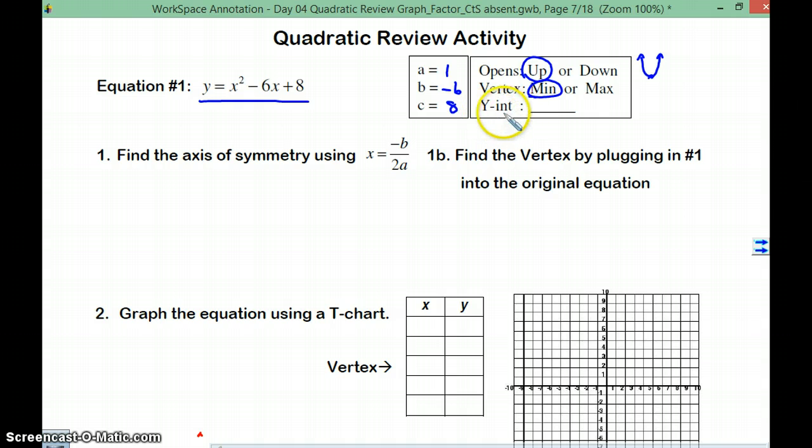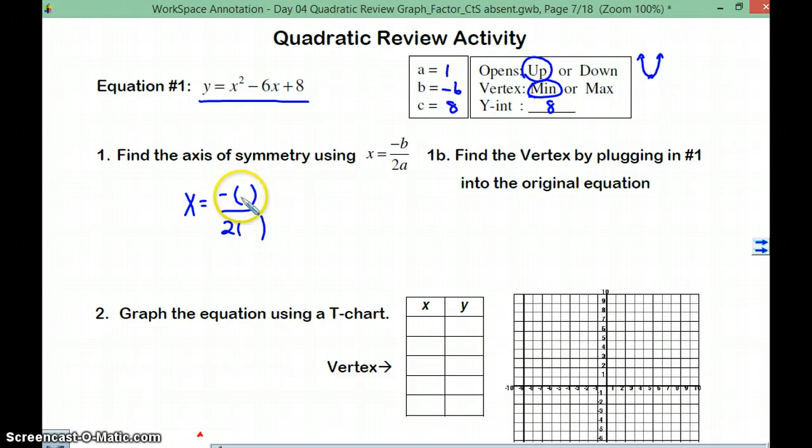What's the y-intercept? Remember how we talked about that? The y-intercept is C. So this is 8. Find the axis of symmetry using this equation. You should know this equation by now. X equals -b over 2a. So x equals the opposite of b over 2 times a.